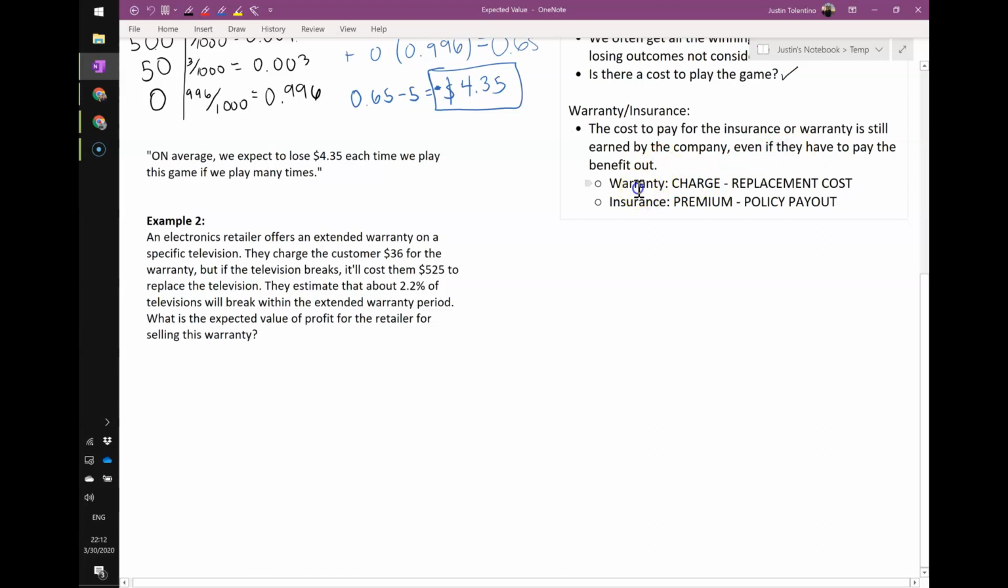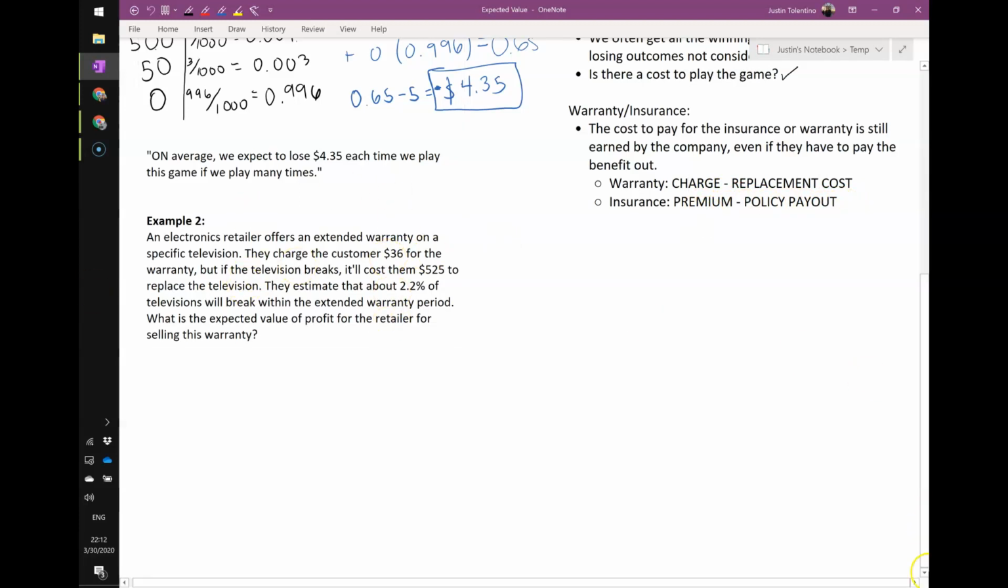So in terms of a warranty, some of the terms you might see is how much they're charging, and then how much they lose is the replacement cost. So how much the company makes or loses would actually be the charge minus the replacement cost, because they earned this amount, but now they have to lose the replacement cost. For insurance, the amount we charge, we tend to use the word premium for that. So a premium is how much they're charging minus how much they have to pay out for a policy. So we would be able to figure that out here.